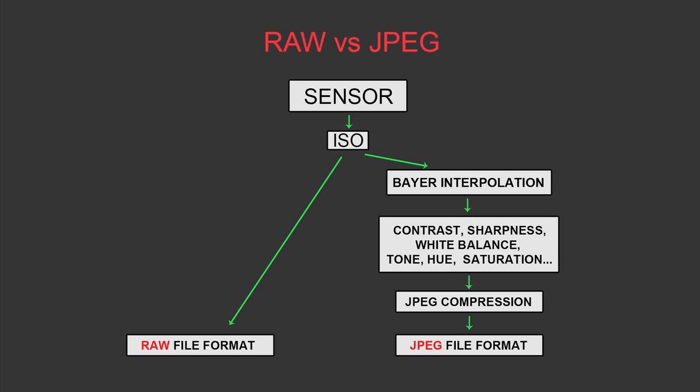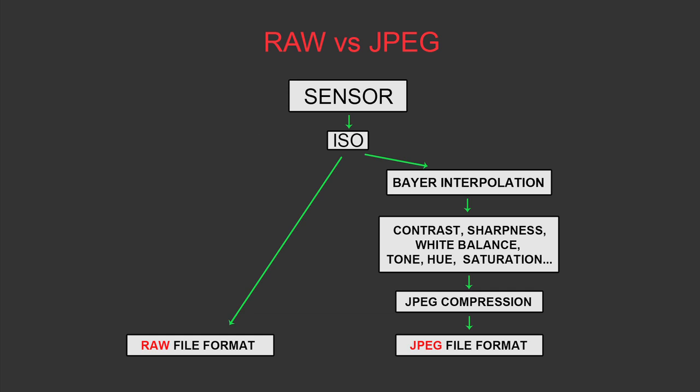As you can see from the diagram, RAW files are clean, unprocessed files which come right off the camera sensor, unlike JPEG files, to which certain adjustments like Bayer interpolation, contrast, sharpness, white balance, tone, hue, and saturation were already applied in the camera. JPEGs were also compressed in the camera.